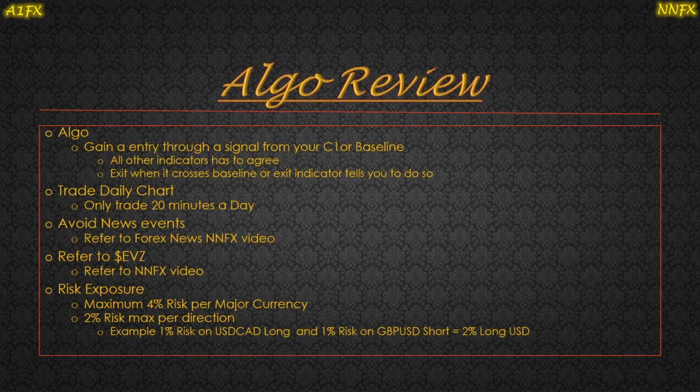Alright, we're going to review the algo a little bit and give a quick definition of how we trade. For the actual algorithm piece, you either get a signal from your C1 or your baseline indicator telling you to go long or short. And all your other indicators have to agree, because it's an algorithm. Everything has to say yes, because you can treat it like, if you were a coder, if-then statements.